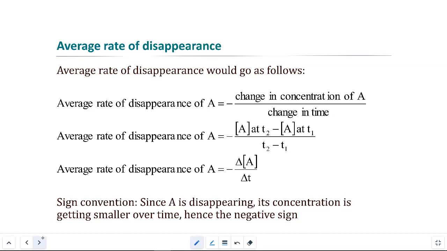We could do something similar for A, looking at the changes of concentration in A versus the change in time. Looking at that same 20-second time period, we know that we were at 0.54 molar at time 2 and 1 molar at time 1.